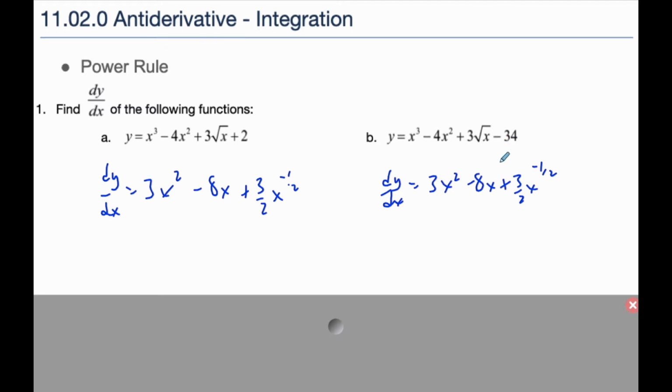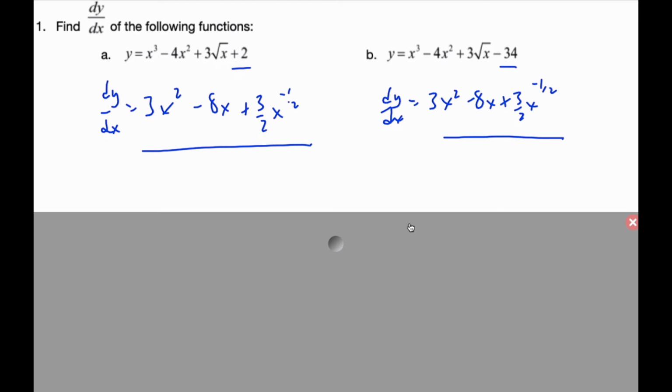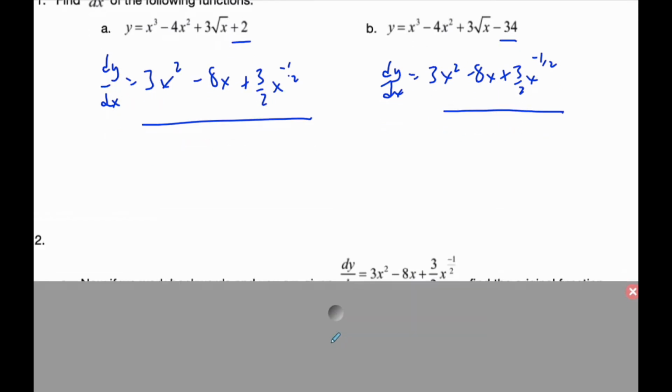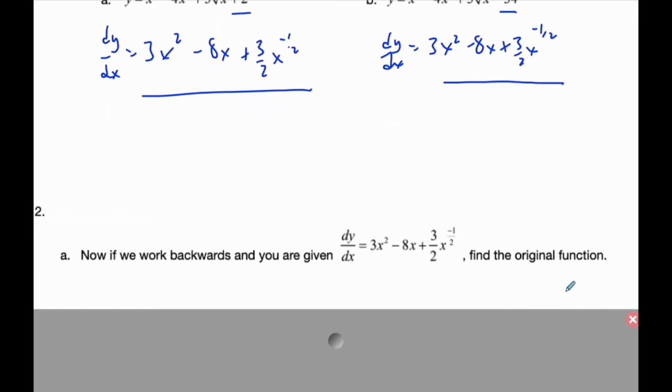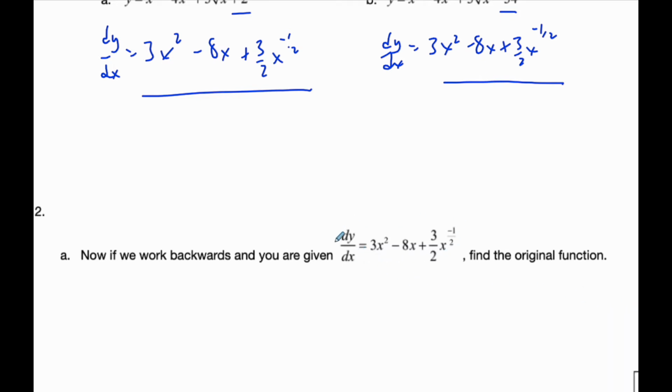And so what I notice is these derivatives are the same, yet the functions were a little bit different just by this constant term at the end. And so that's an important aspect to consider, because if I go the other way around, imagine if I want to work backwards now. Imagine I'm given this function dy/dx, and I want to find the original function.